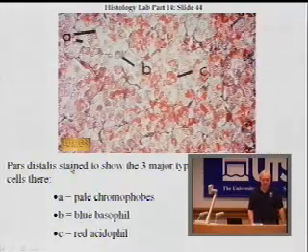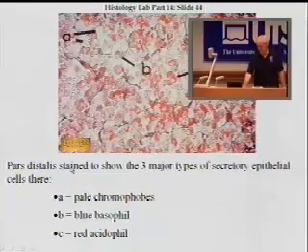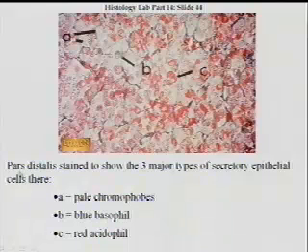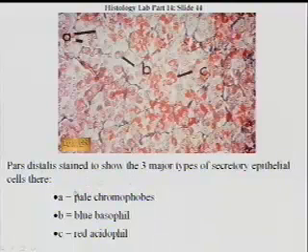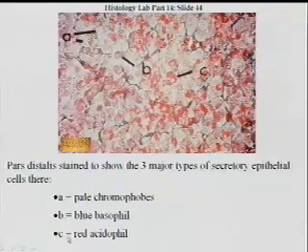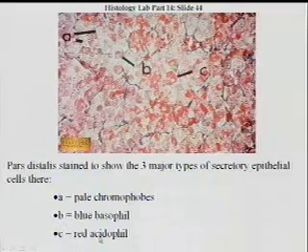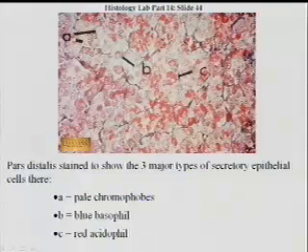But first, let's look at another type of stain that actually shows the three different types of cells. The pars distalis is shown here, and the three major types of secretory epithelial cells are shown. The A is labeling the pale one, so one of the chromophobes. So there's one type of chromophobe, and then there's two types of chromophils. There's a blue basophil, B. I don't see a lot of blue in that, but I guess that's my own eyes maybe. And then C is the red acidophil.